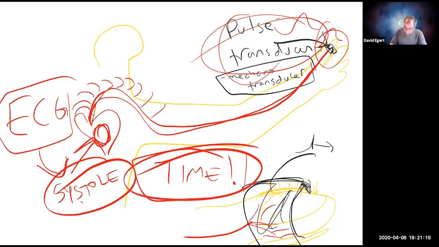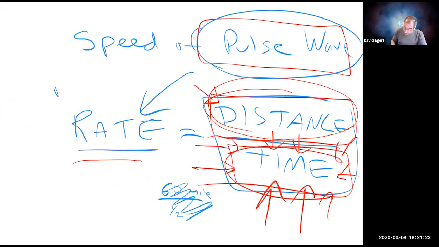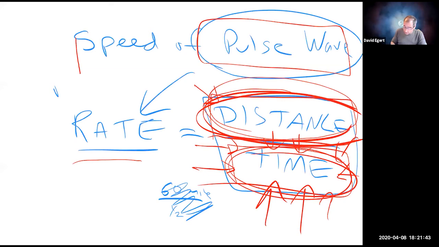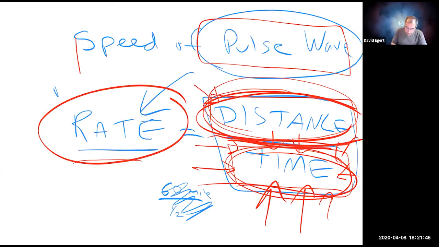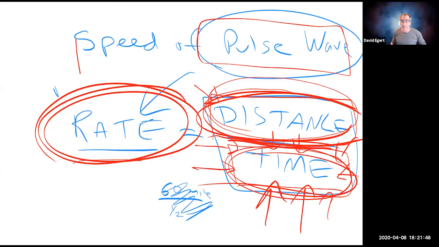And then we'll know the time, we measure the distance, and once we know the distance and we know the time, we can calculate the rate. So follow along now as we do part 2.